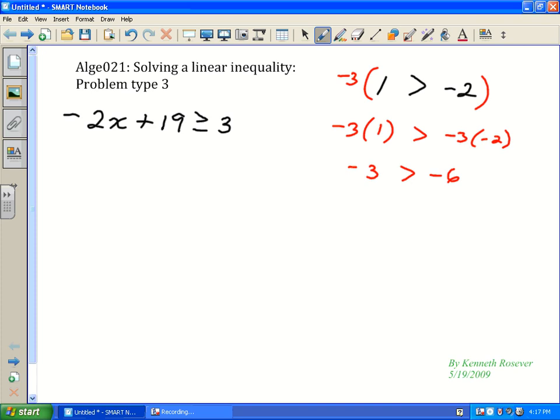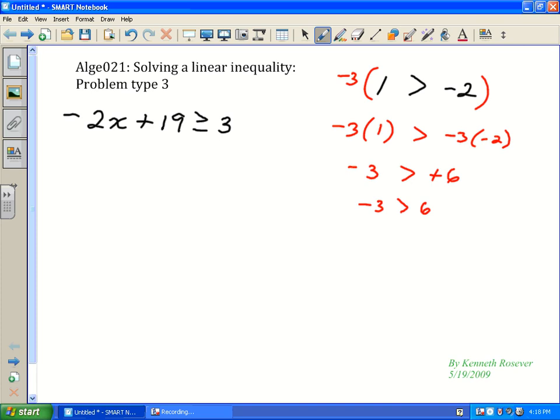It is. So what did I do wrong? Negative 3 times negative 2 is not negative 6. It's positive 6. See, even I make silly mistakes. So negative 3 is certainly not greater than positive 6.